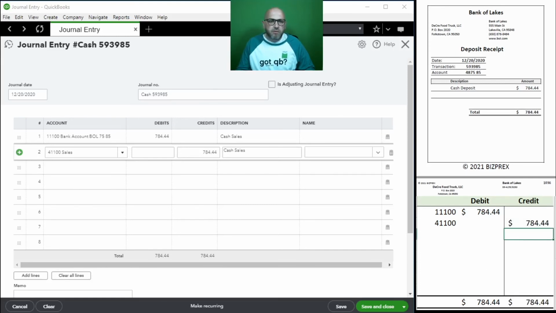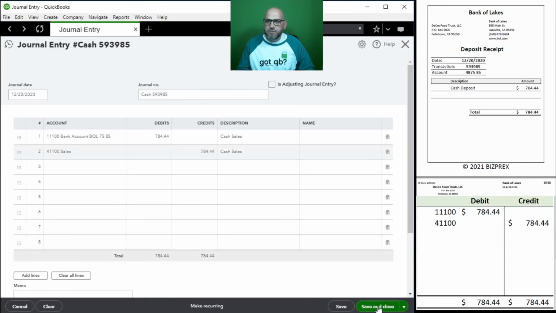Here we are, debits and credits are in balance. Again, on this interface, it's very easy to see that part. Okay, save and close.